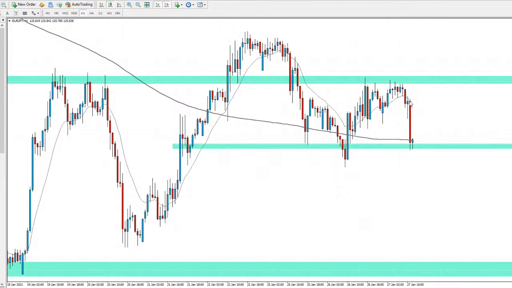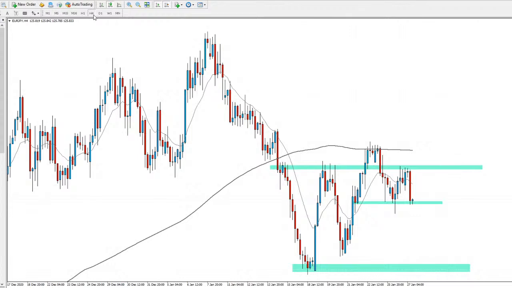But as you can see, really strong close to the downside. So I think we do have the momentum to go and break that and see a really nice drop to the downside to go and test the lows down there for Euro JPY.